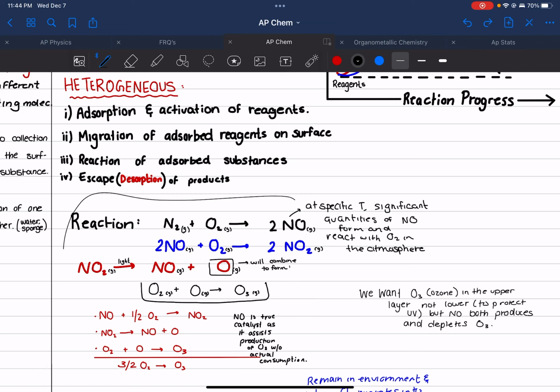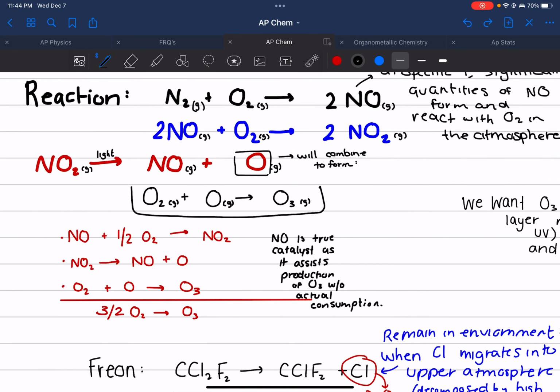So let's say we have this reaction right here. NO is a true catalyst as it assists the production of O3 without actually being consumed. See, NO right here, producing O2, and then the NO2 will decompose into NO and O, and then this O will bond with an O2 and create ozone. Sorry, I should have said production of O3. But eventually, in the overall reaction, you notice that this is canceled out. So if they ask you to identify the catalyzing agent, it would be the one that is assisting a production but is not being consumed.